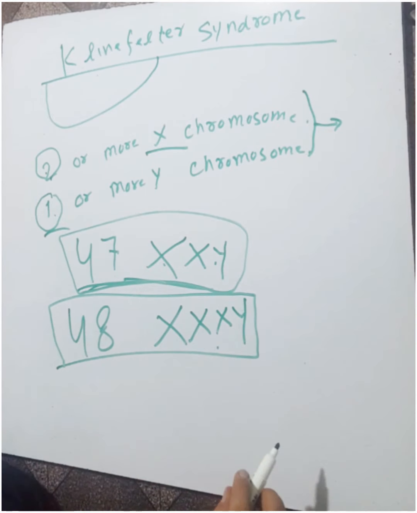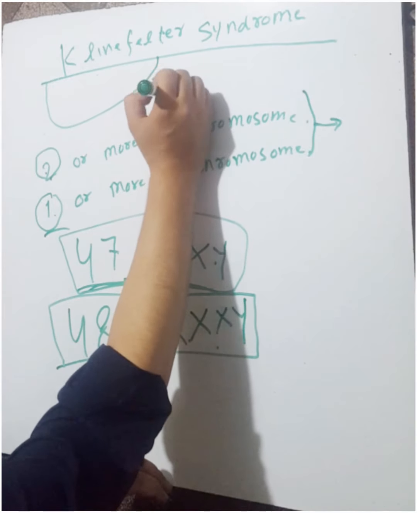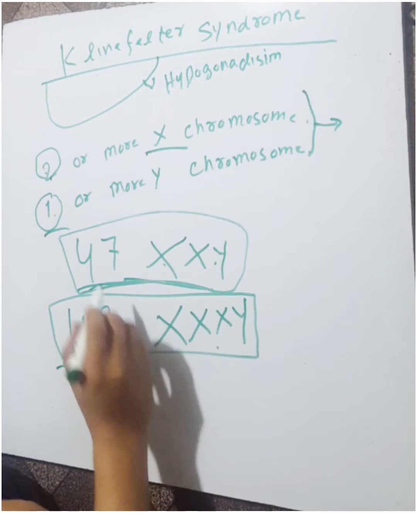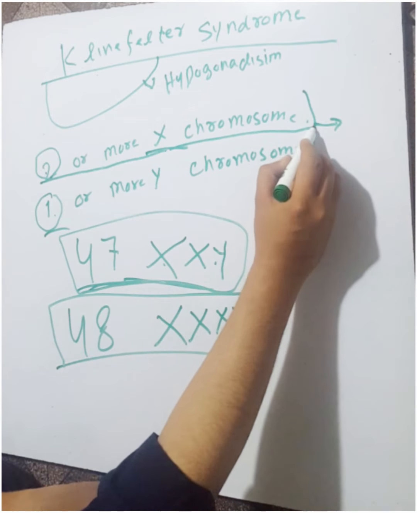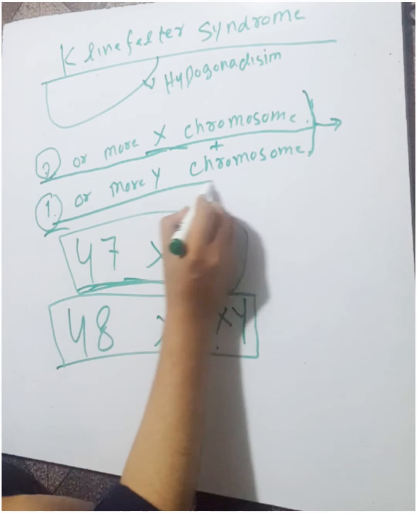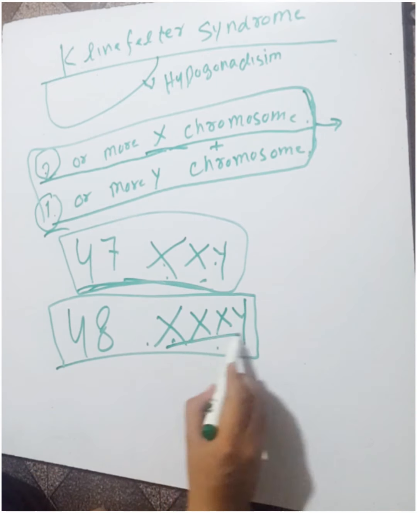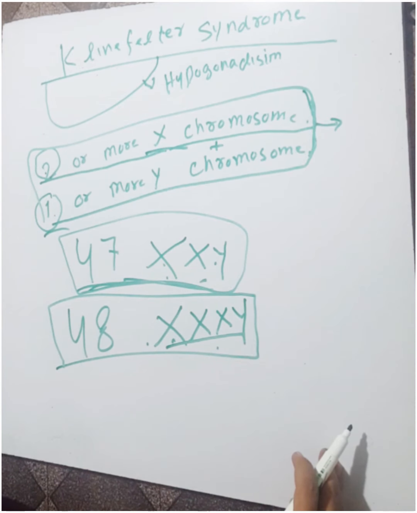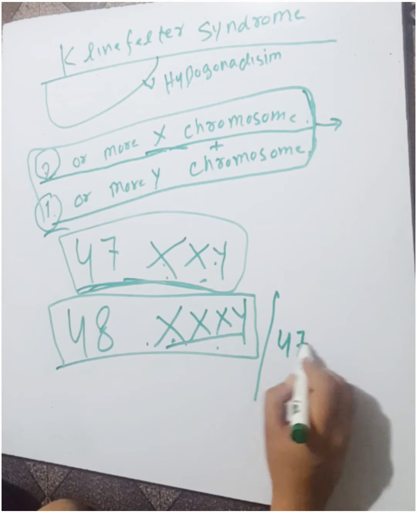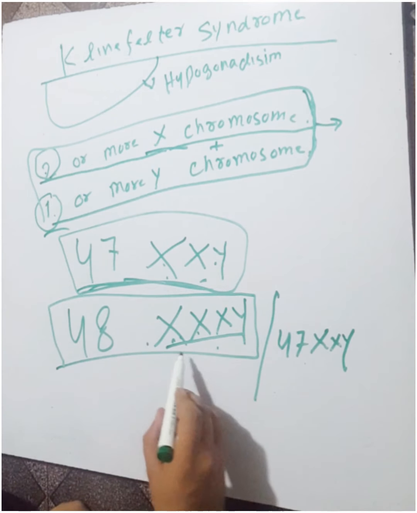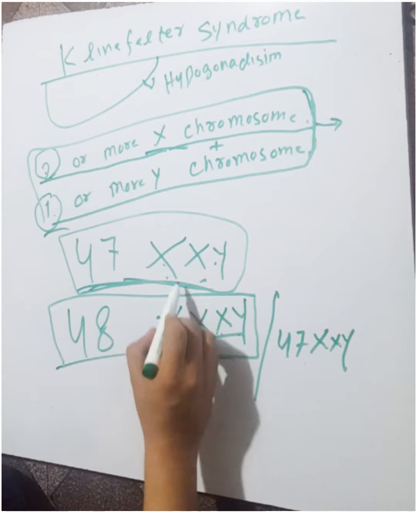Klinefelter syndrome is a type of hypogonadism, in which two or more X chromosomes are present in the same individual, plus one or more Y chromosomes, and the condition becomes 47 XXY or 48 XXXY.